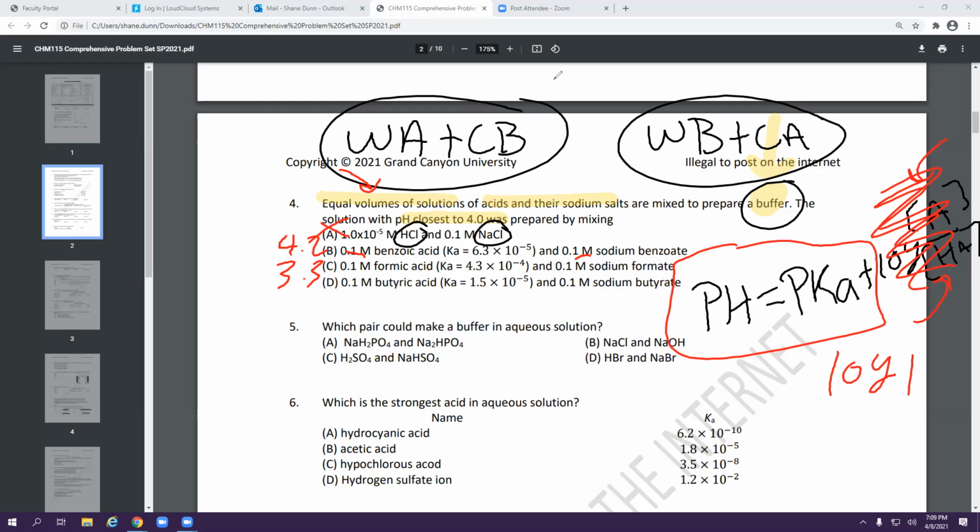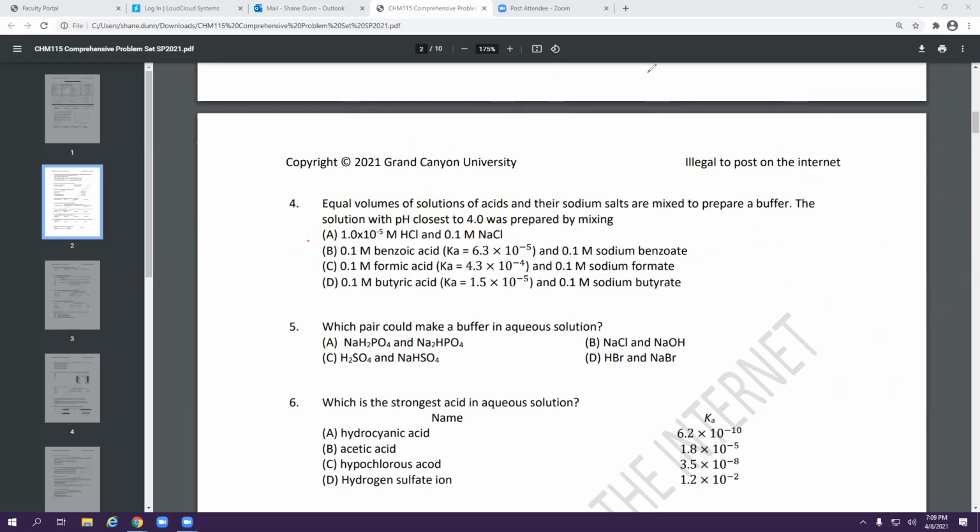And then 4.8. And all we were doing is taking the negative log of the Ka value. Okay, so which one is closest to 4? It is B, right? The reason I want you guys to always finish it out is because you know what happened with the lab final.